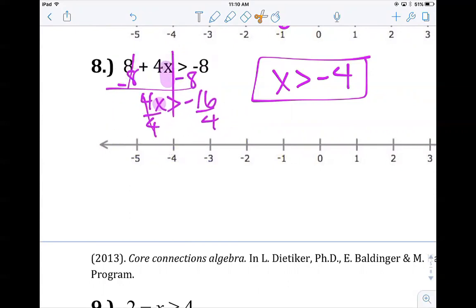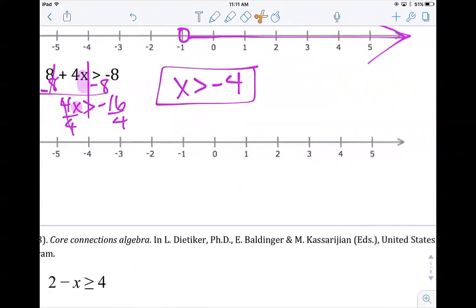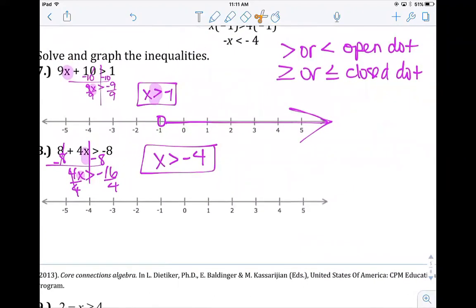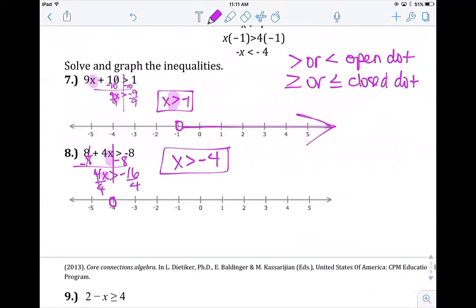All right. So we are going to graph it. So -4, it is an open point because we have this greater than symbol. So we're going to have our open point at -4, and then we need to decide which way we're going. So again, we're looking at the symbol. X is greater means that we are going to the right side. We want those values that are larger. So we're going to go that direction.